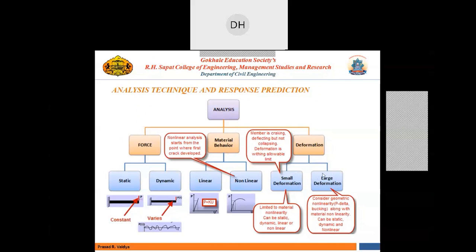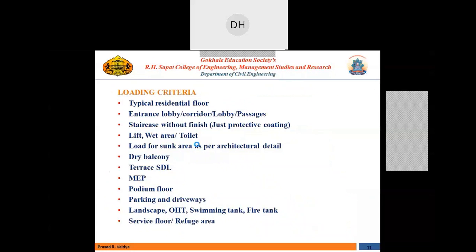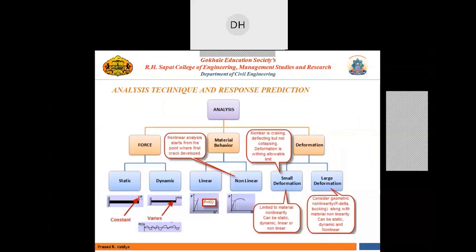And right now, I don't know of any software which will consider both material as well as geometric nonlinearity simultaneously, right? But ETABS and some advanced software are there which will consider small deformation analysis and geometric nonlinearity, and material nonlinearity is considered in the link element, right? So these are the analysis techniques.